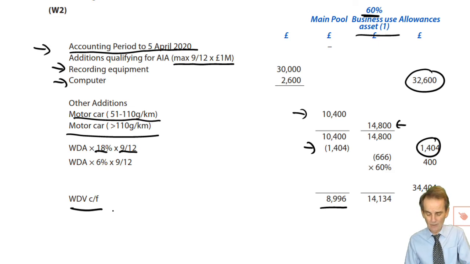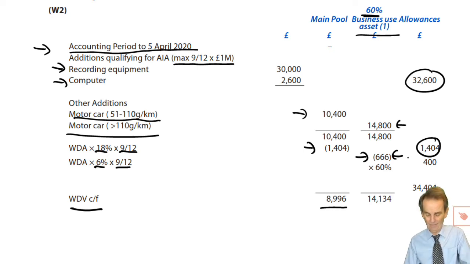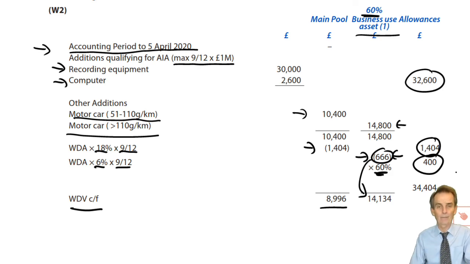The high emission non-pool car that we have here, high emission 6% writing down allowance, but again the length of that opening accounting period is only 9 months, so only 9/12 of that. Hopefully that then is the figure you get. But you don't get to claim all of that. All of that 666 is deducted in deriving then the tax written down value to carry forward. But of that 666, you only get to claim the business use proportion, 60%, and hopefully gives us that figure.